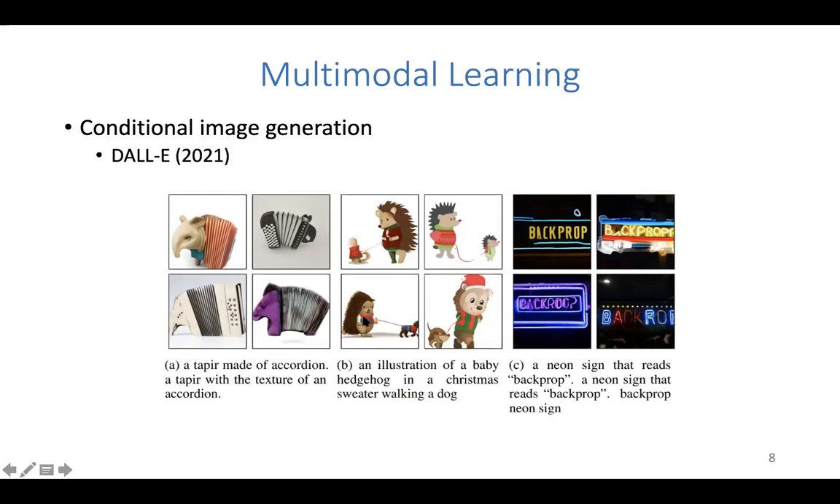So there's a hedgehog in a Christmas sweater. It looks like a Christmas sweater. The color says green and red. So a hedgehog in a Christmas sweater is walking a dog. This is also, obviously, the model being asked to generate images that describe an object that doesn't exist in the real world. What is this?